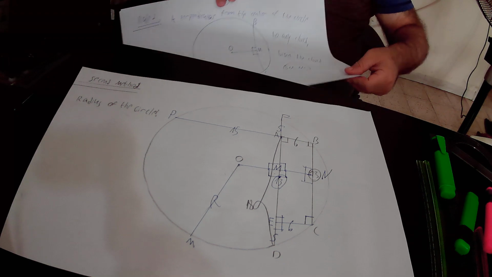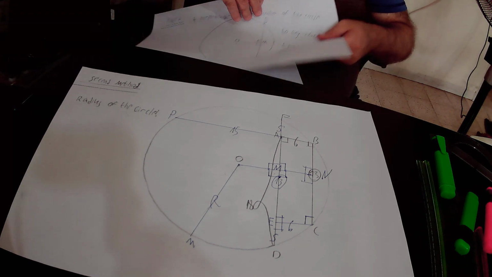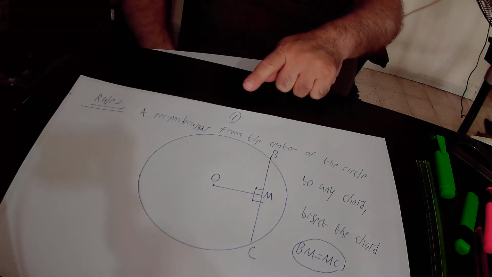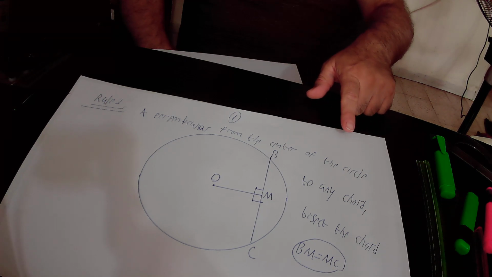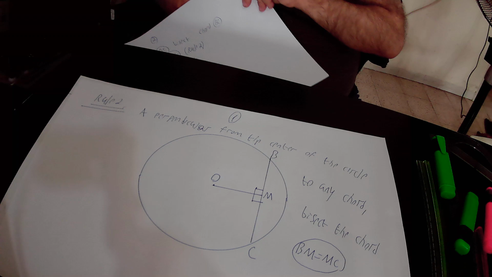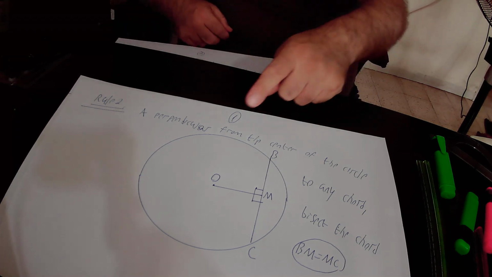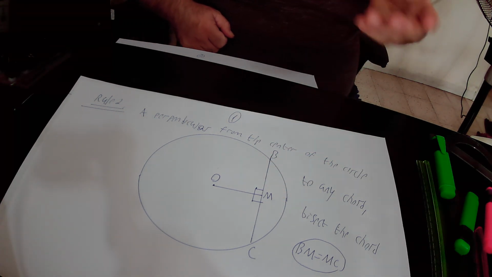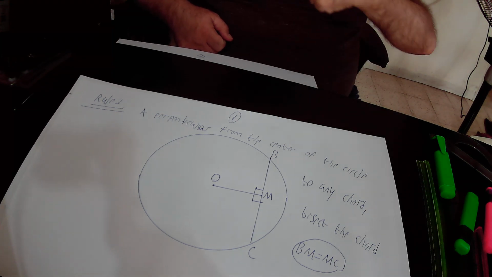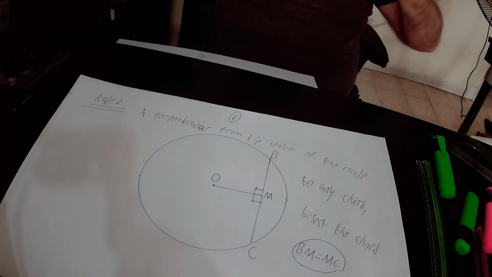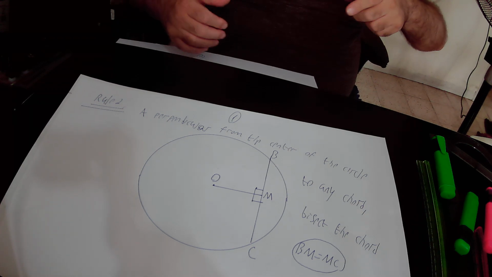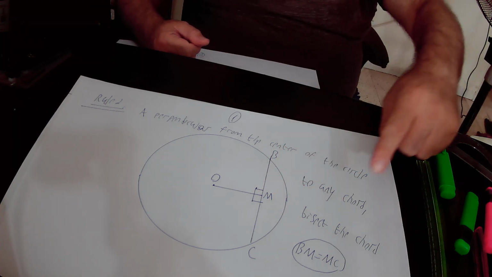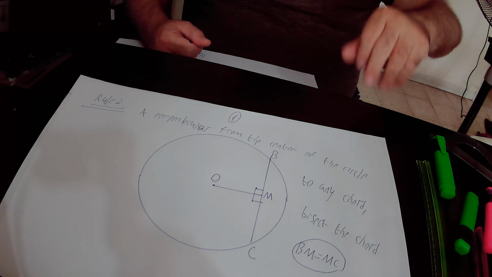Okay, then I presented to you a new rule that is actually rule number 2, and we implemented rule number 2 in our drawing. According to rule number 2, a perpendicular from the center of the circle to any chord bisects the chord. The center of this circle is at this point, point O. From point O we draw a perpendicular on chord BC. Chord BC could be any chord. According to rule number 2, whenever you draw a perpendicular to any chord, it bisects the chord. That is to say perpendicular OM bisects chord BC. That is to say BM equals MC according to rule number 2.